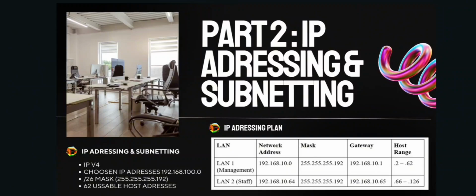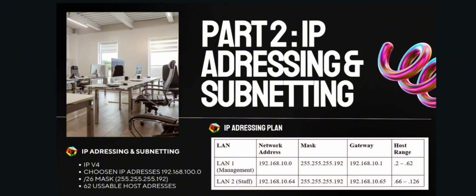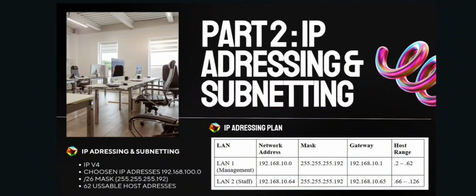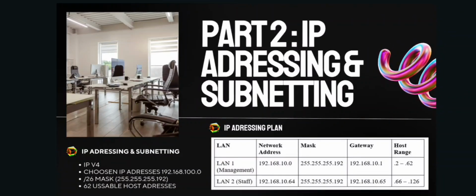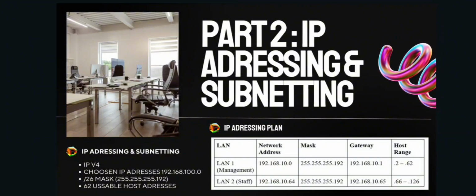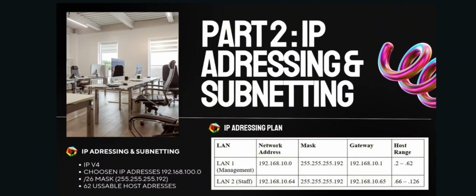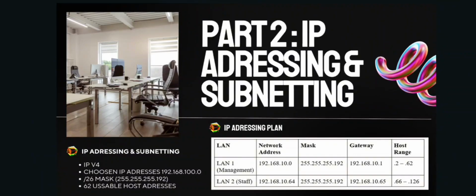And now for the second part, I'm going to present IP addressing and subnetting design for our project. First, we decided to use private IPv4 addresses because, as we know, this is a small office network. It doesn't need a public IP address. So the private network that we selected is 192.168.10.0.